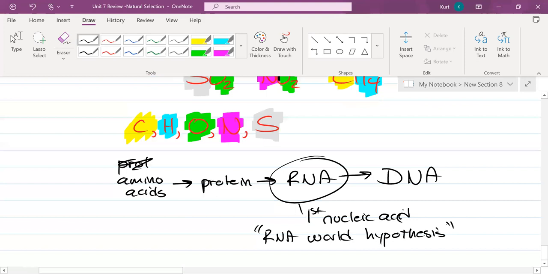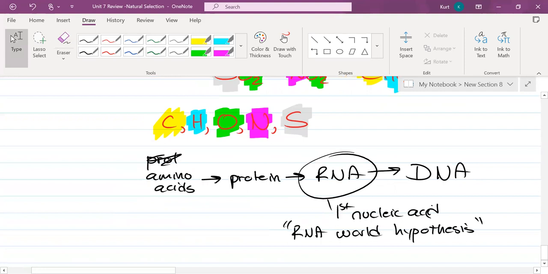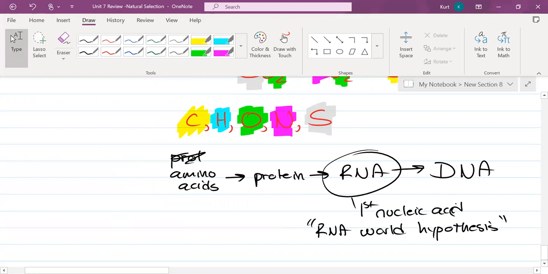And eventually, we all know that DNA transcribes into RNA. That was on yesterday's lesson. But as far as the beginning of everything, this is what a lot of scientists believe actually occurred.